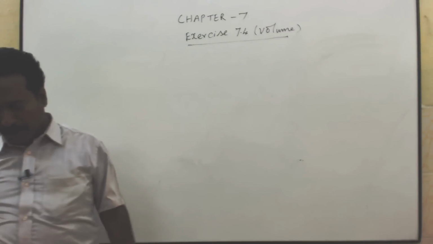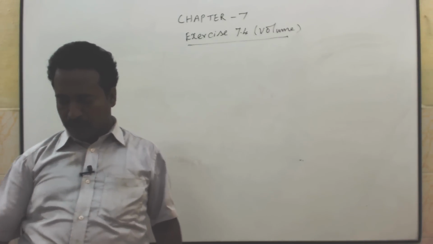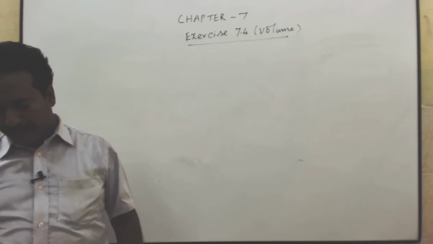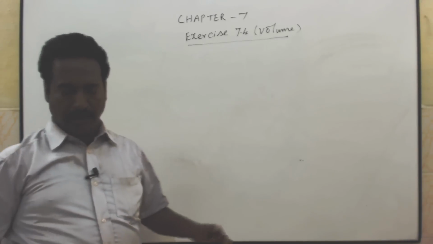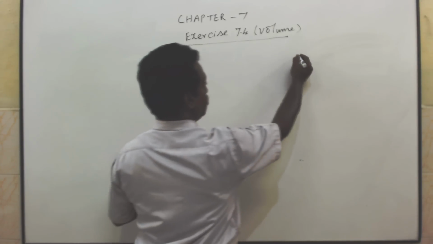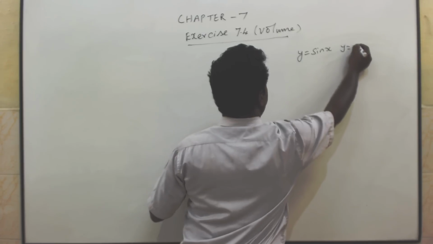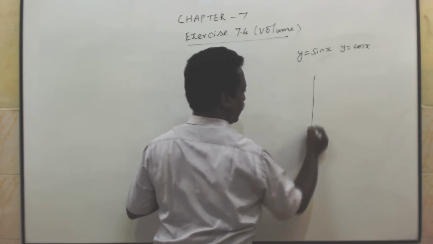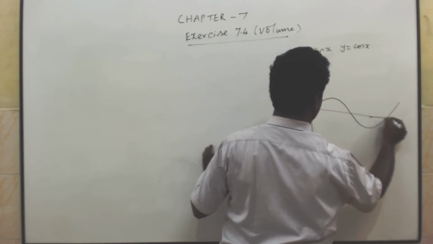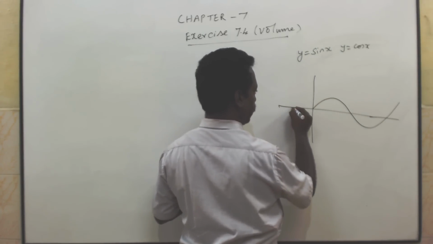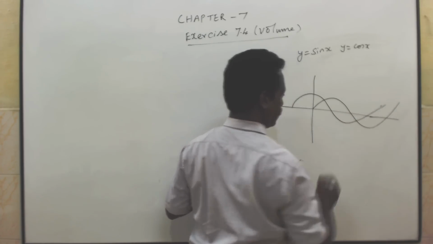Next, example number 7.29 is finished. 7.30: Compute the area between the curve y equal to sin x and y equal to cos x. Look, y equal to sin x, y equal to cos x. We already know the diagram. Sin x goes like 0, pi, 2 pi, and cos x goes like minus pi by 2, plus pi by 2, 3 pi by 2.